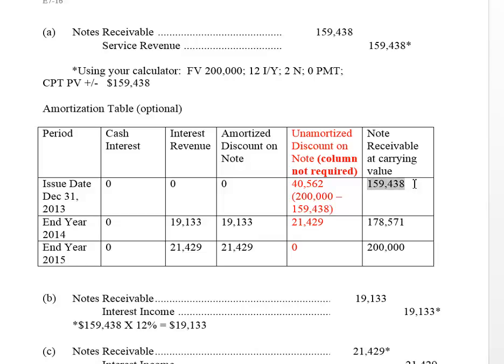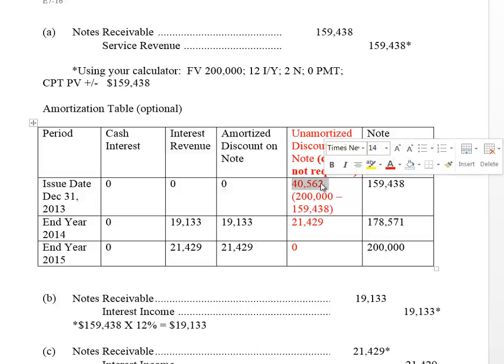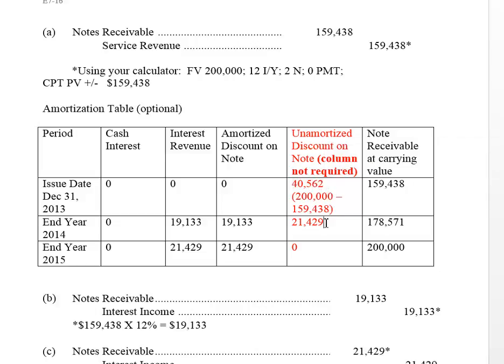So you can see here we've set up the note receivable at its carrying value, and the difference between that carrying value and the face value is going to be the amount that's unamortized. We don't use the unamortized amounts in this column for anything specifically in our question, so that's why in the textbook the authors have eliminated it. But in any case, we'll keep it here because we know from previous courses that might be what you're used to.